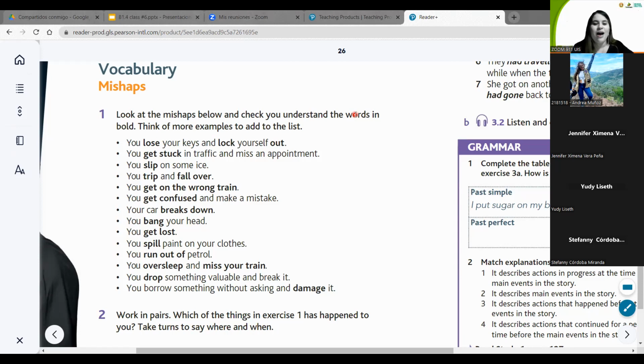That's good. What about you bang your head? Has it ever happened to you? Like you bang your head with a cell phone. It happens when we are lying in our bed and we are texting, and then you drop your phone and it hits your head. It happens, right?